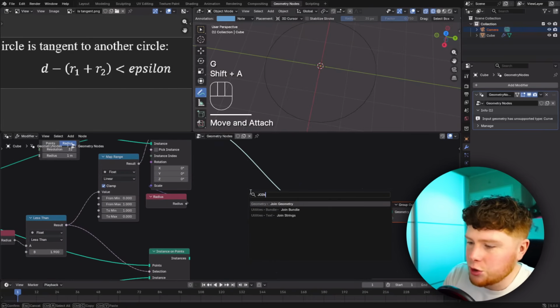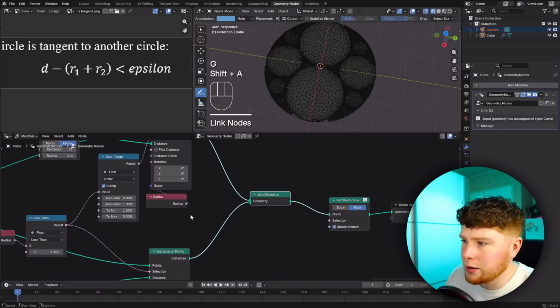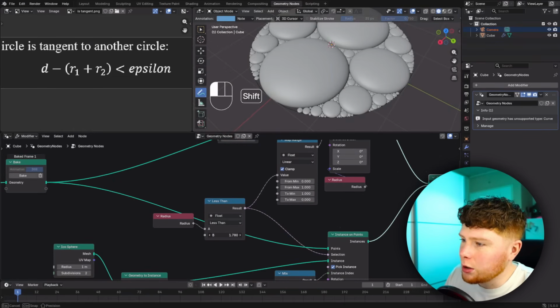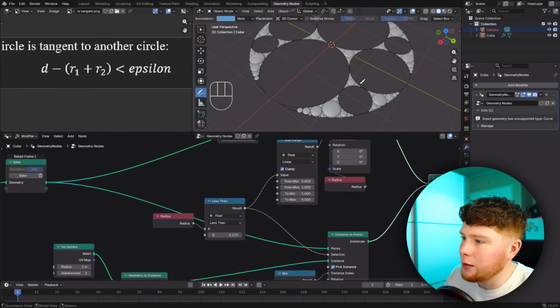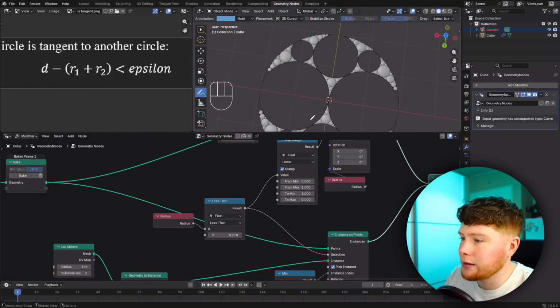Now the cool thing is, if we join these together, then you will see we have perfect control of where there should be circles and where there should be icospheres. And that's really cool, I think.